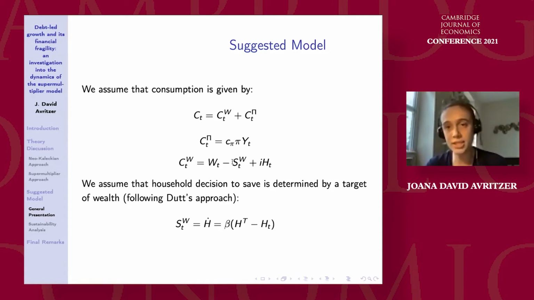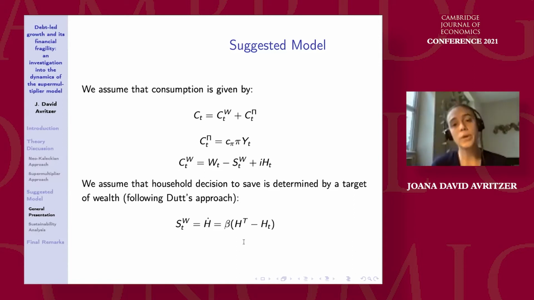If it's positive savings, then workers will be taking that out of their income for consumption. But if it's negative, so if they are dissaving, then this adds to their consumption, and they will be getting into debt in order to consume beyond their income. What we assume here is that this savings or debt decision is determined by a wealth or debt target. So we can think about workers' consumption as determined by a wealth or debt target.